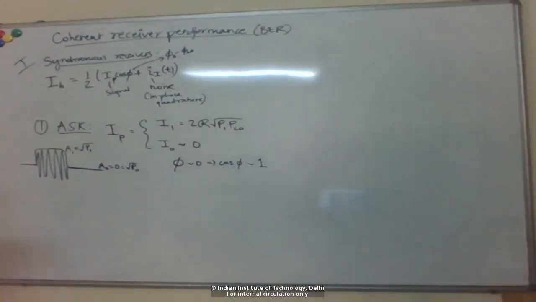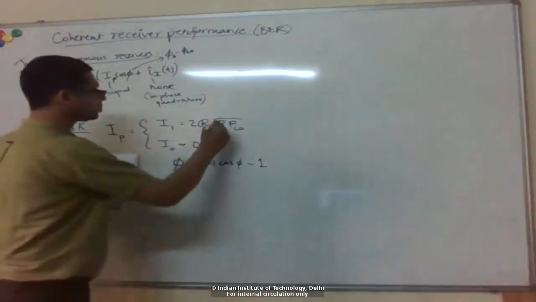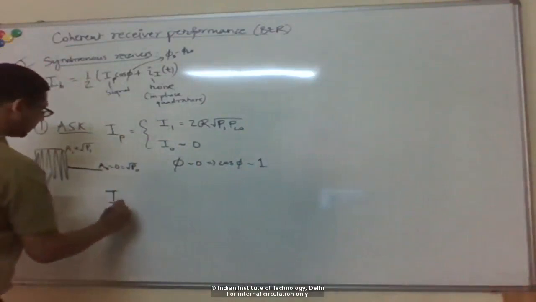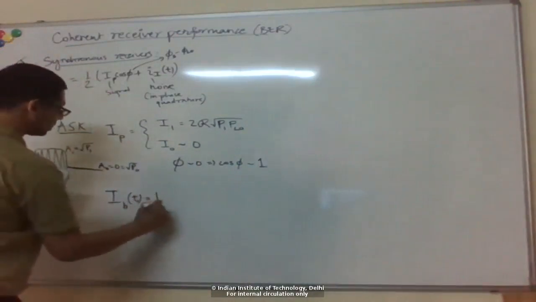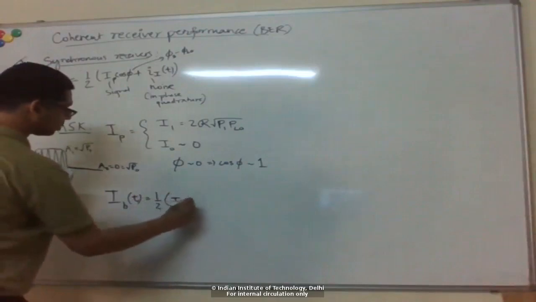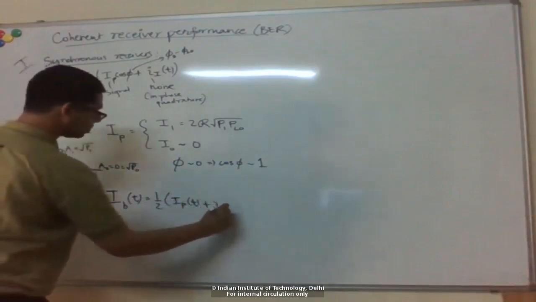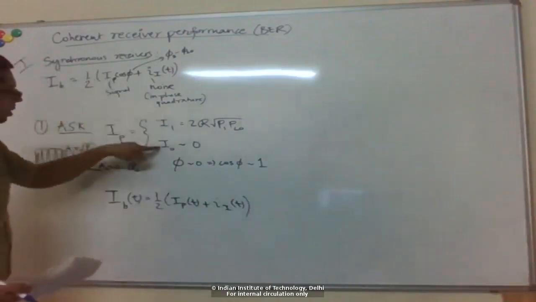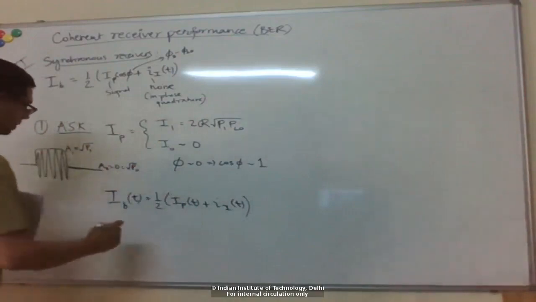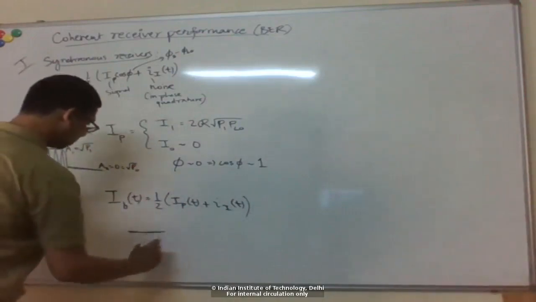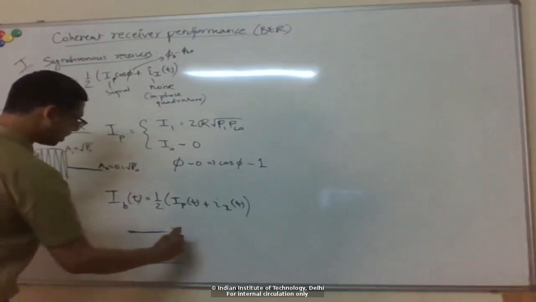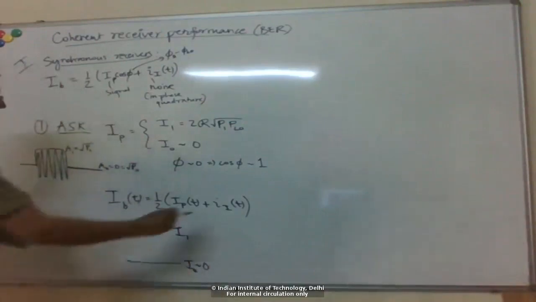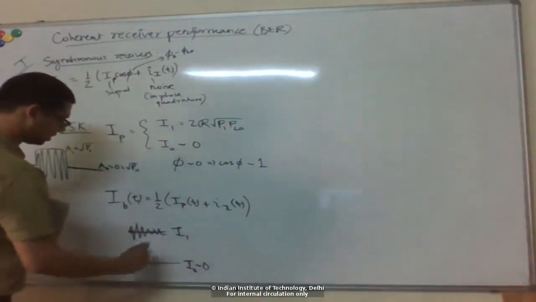So then you can see that your baseband current here has a signal component and a noise component, right? The signal component has a high level I1 and a low level I0, and there is noise on both of them. So it looks something like this: you have I1 here, I0 which is 0, and then you have noise on top of it.